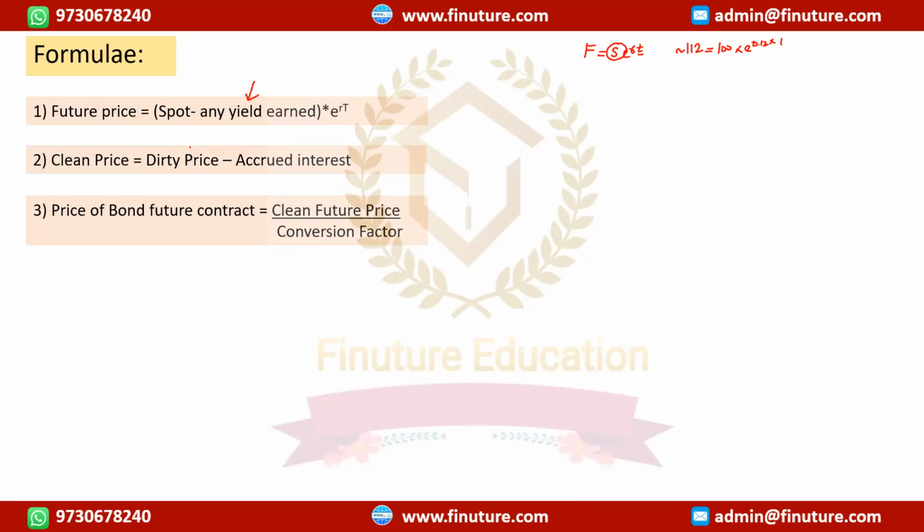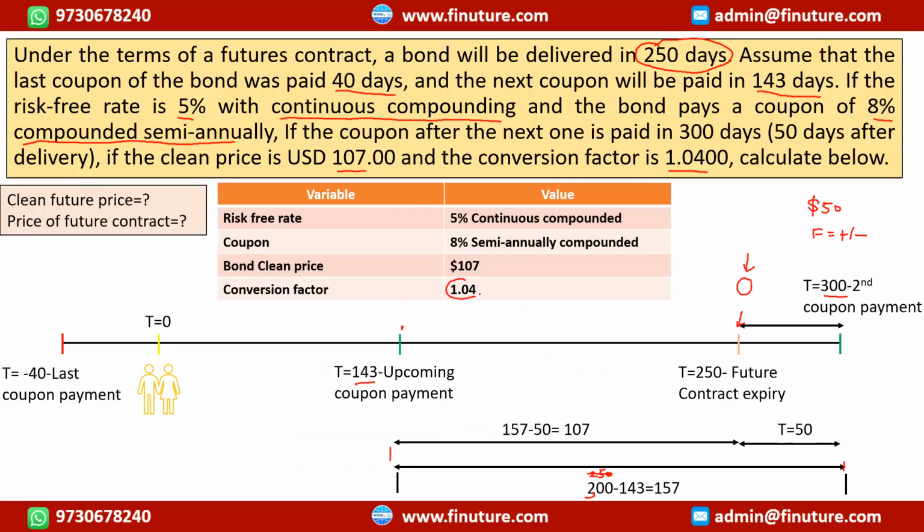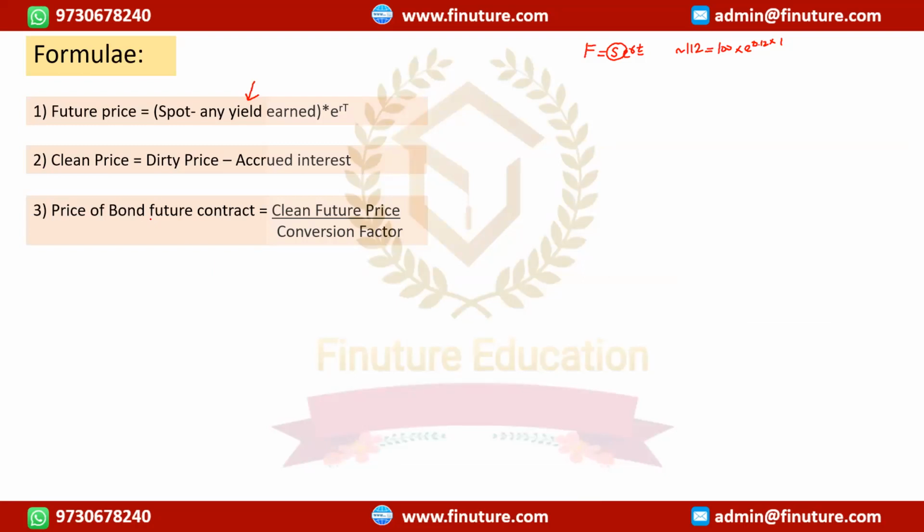So dirty price includes accrued interest. So we will subtract accrued interest from dirty price to arrive at a clean price. So once we have a clean price, clean future price, we will just divide it by conversion factor that we were given, 104 over here, to get the price of bond future contract. So this is how we will be solving.